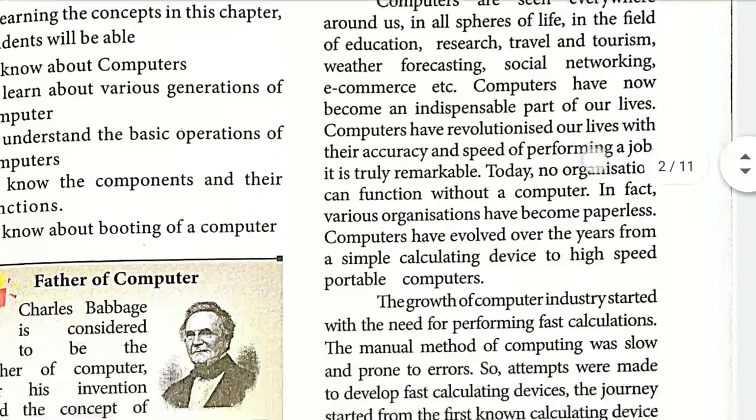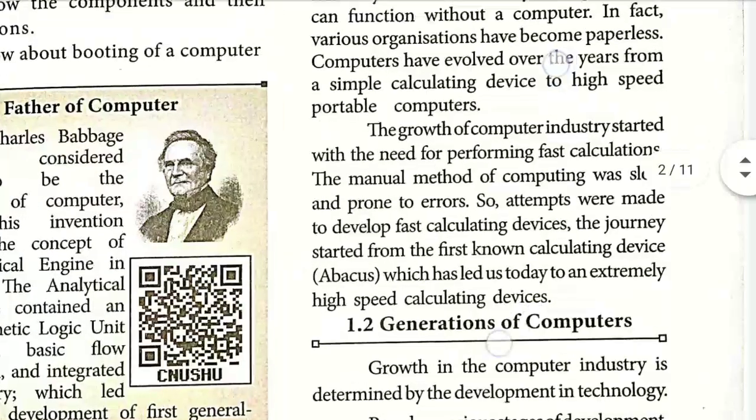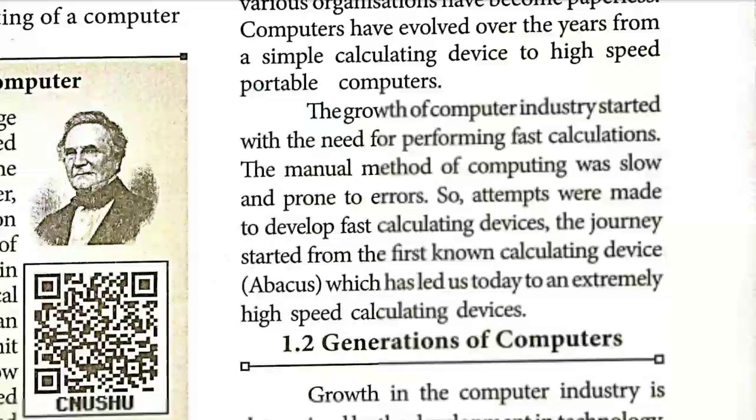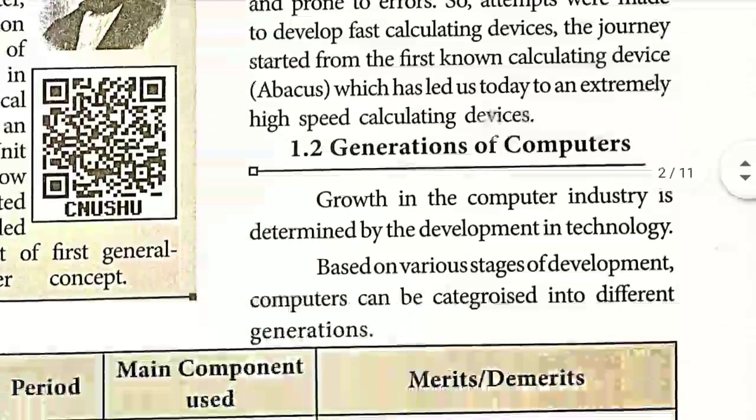The growth of computers started with the abacus device. The abacus is a small device which consists of beads, and you can calculate numbers with it. You calculate arithmetic operations just by moving the beads. So that is the abacus. It's a small calculation device. That is what is given here.